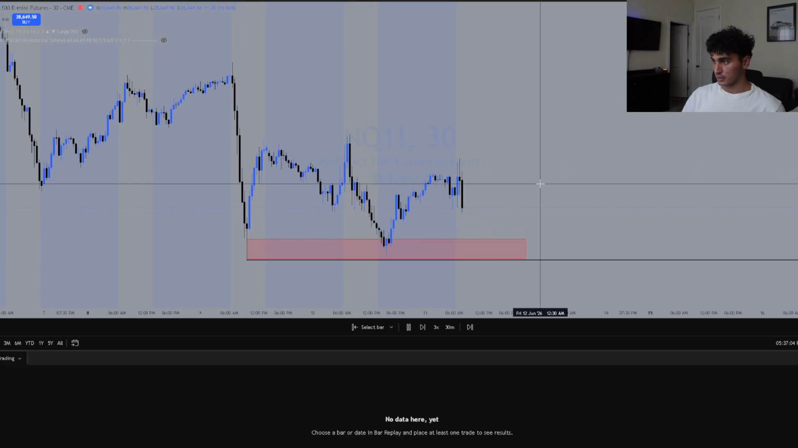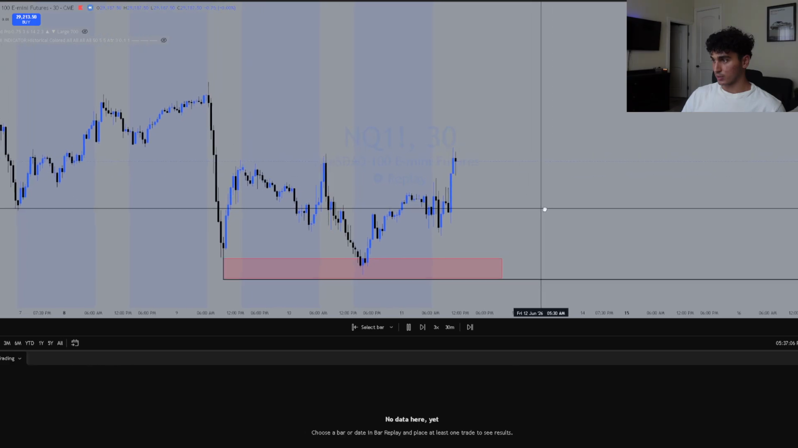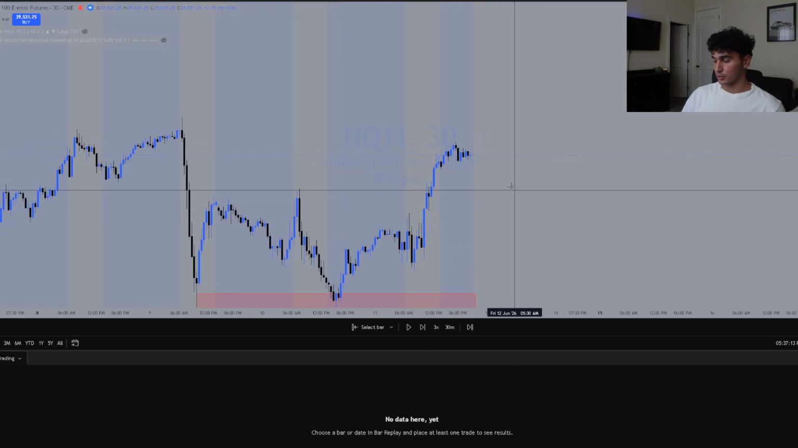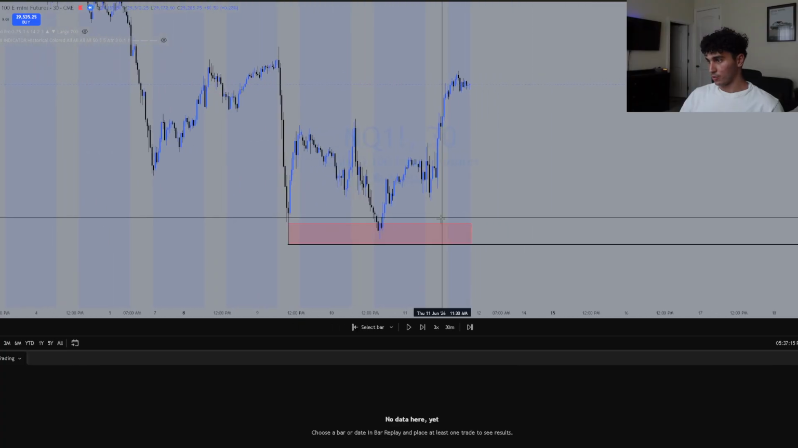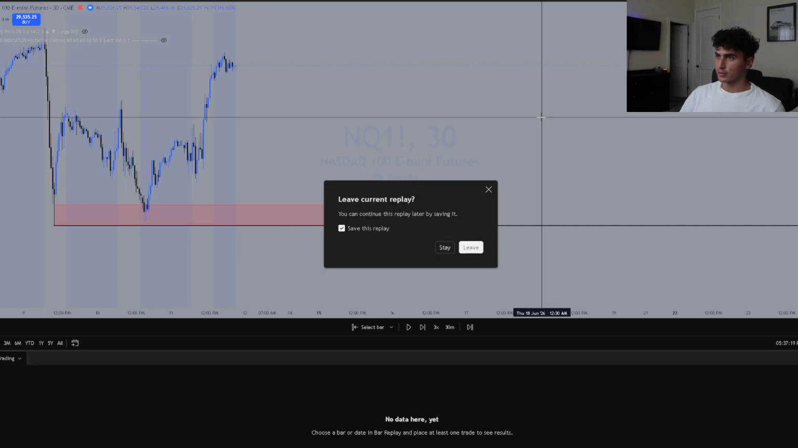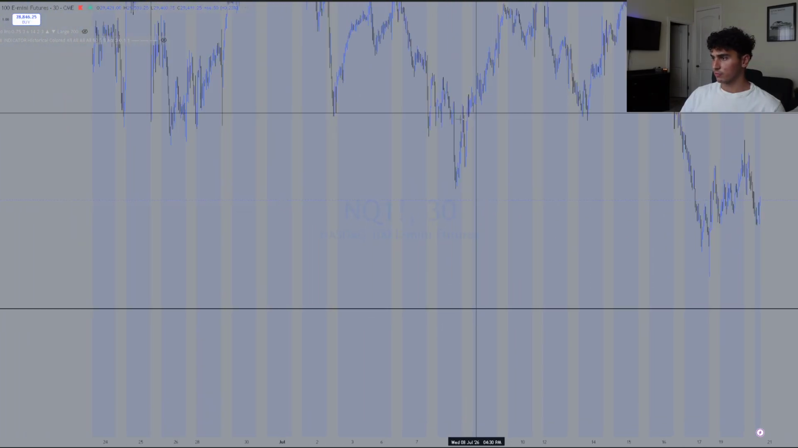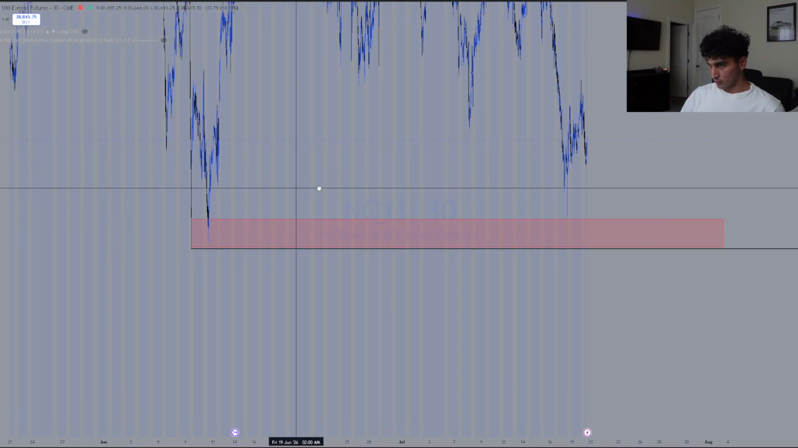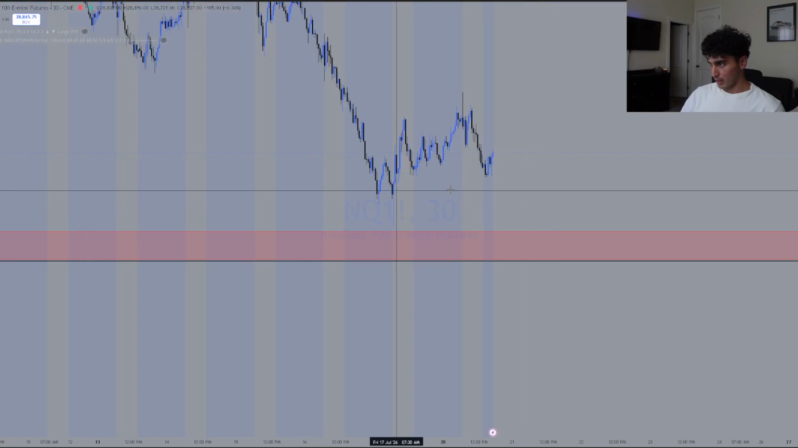And nice continuation up. Right? Beautiful move. So that would be another solid example of how we can mark out our demand. Let's go ahead and see if price ever also tapped back into that. So looks like it was fairly close to tapping back in, but not yet.